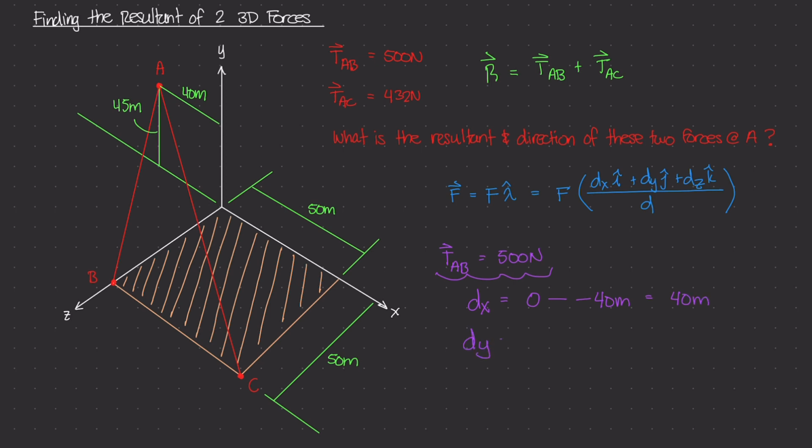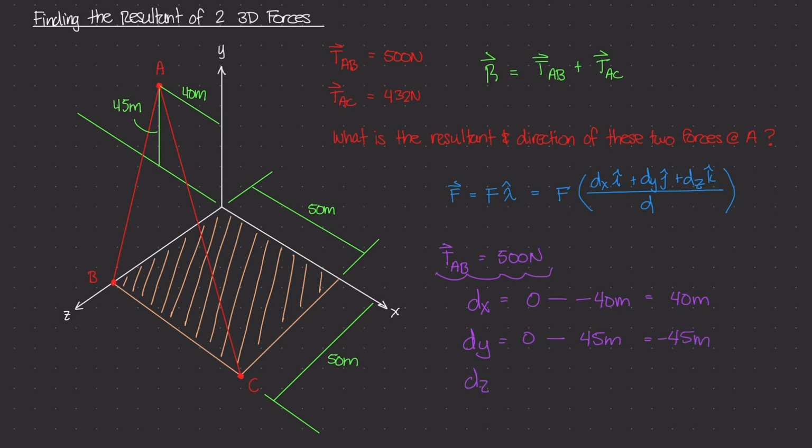Now for dy, we can do the same thing: our ending minus our starting y-coordinates for points B and A. Starting at B, if the y-axis starts along this line, you can see that the y-coordinate for point B is also 0. And we need to subtract from that the y-coordinate for the starting point, which is point A. Point A's y-coordinate is this 45 meters in the positive direction. So this is going to be 0 minus 45 meters, and you'll notice this gives us a negative value for dy.